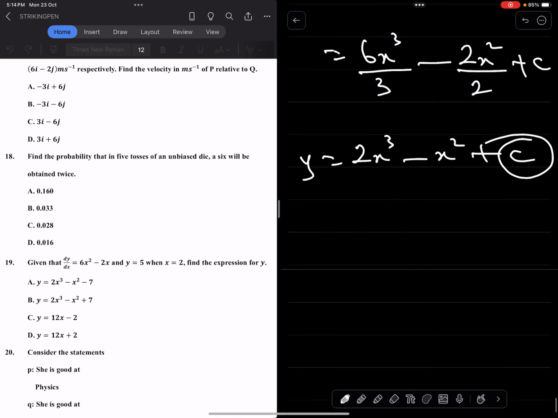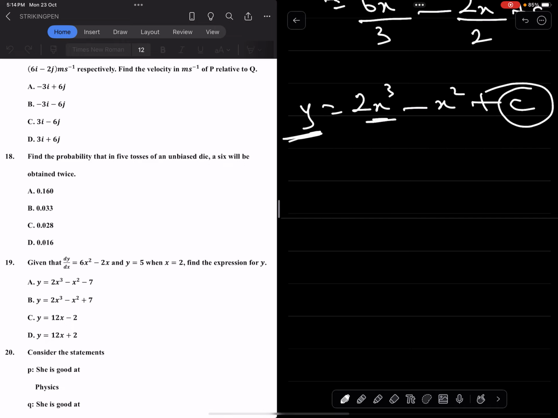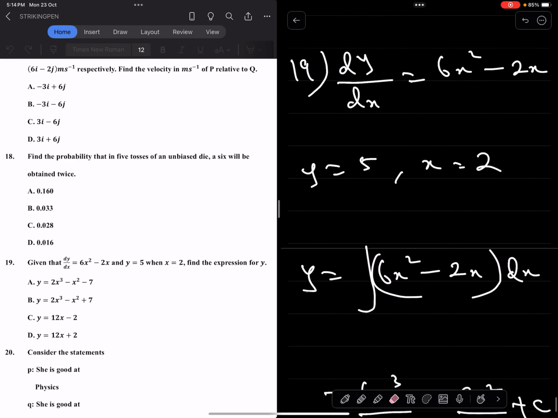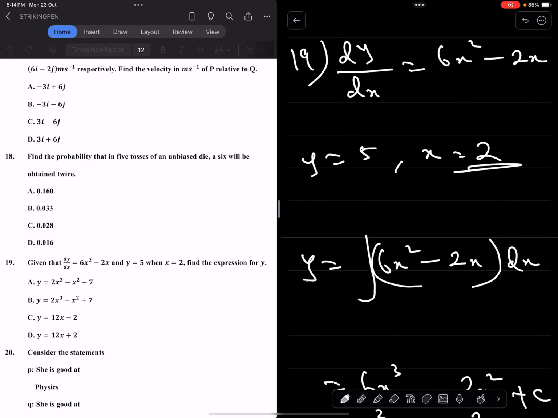Now we need to find c. How do we find c? We put y equals 5 and x equals 2.